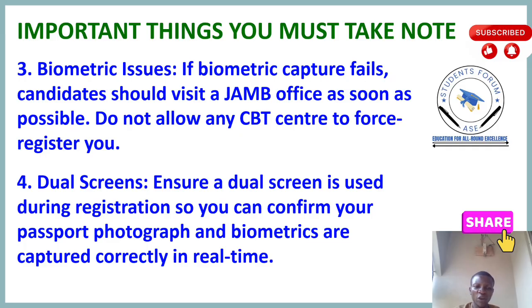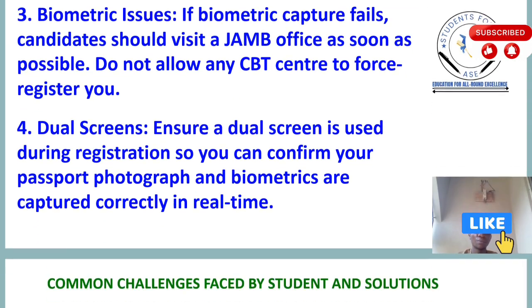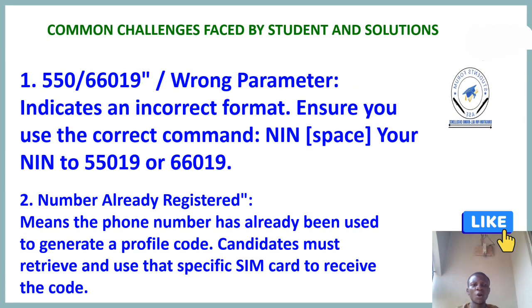Another thing here, number 4, you also have to know that it is dual screen. That means you have to use 2 systems as they are inputting your information. You also will be cross-checking it to ensure that there is no form of error, maybe your photograph, your biometric and everything. You must ensure that everything is correct. So as they are doing it, there is another system where you will be seeing what they are doing for you.